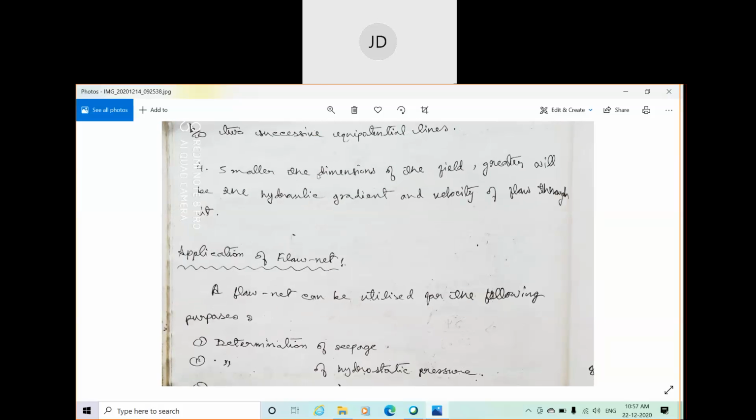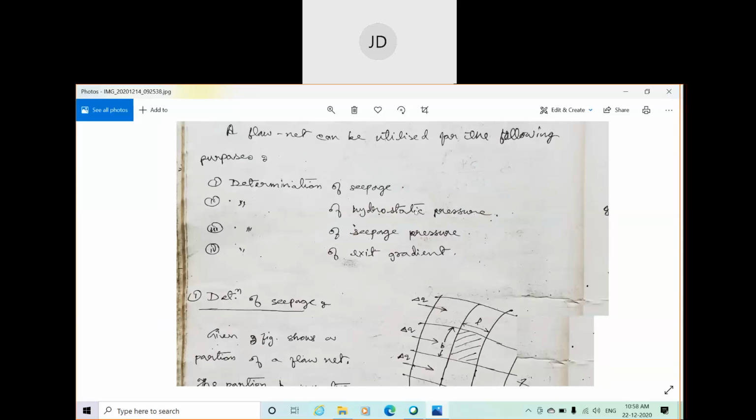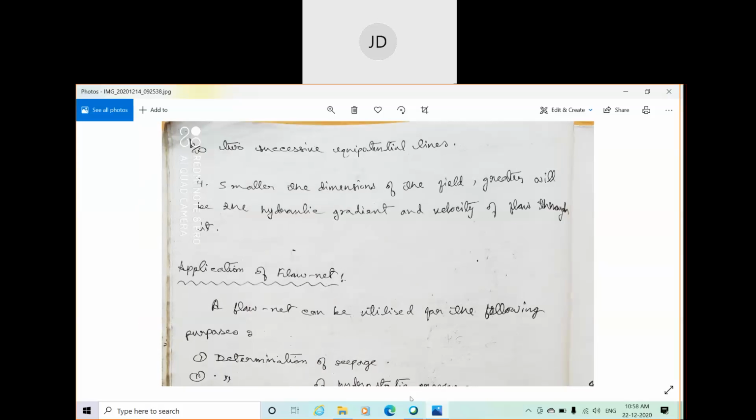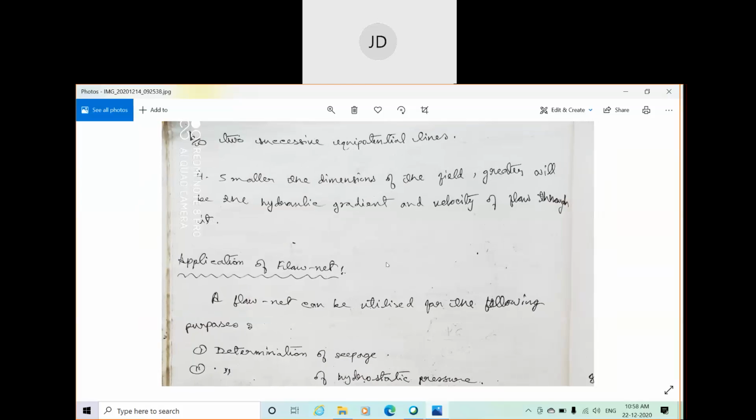Next, the smaller the dimension of the field, the greater will be the hydraulic gradient and velocity of flow through it. That means if this particular field size gets smaller, then the velocity will be higher. It is a very basic thing. If you reduce the cross-sectional area, since water is flowing in this direction, to maintain the constant delta q, the velocity will increase.